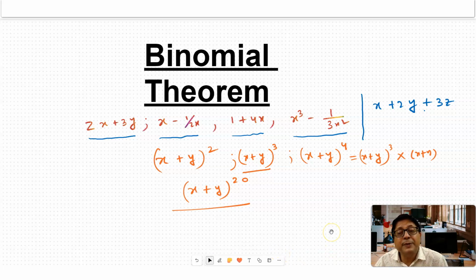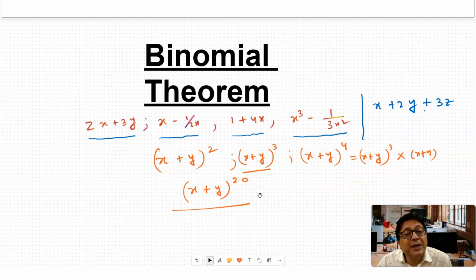To avoid those difficulties of expansion, Sir Isaac Newton, you must have heard of him. Definitely all of you have heard Newton's law of motion. He invented binomial theorem. Today's class we learn binomial theorem with positive integral exponents. I mean, where the indices are positive integers, 2, 3, 4 like this.